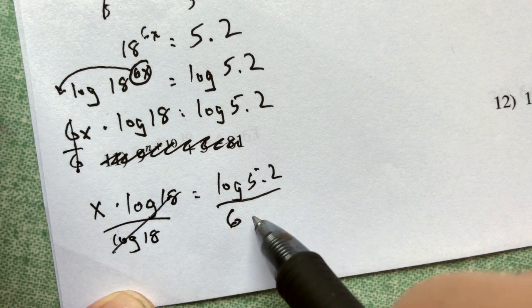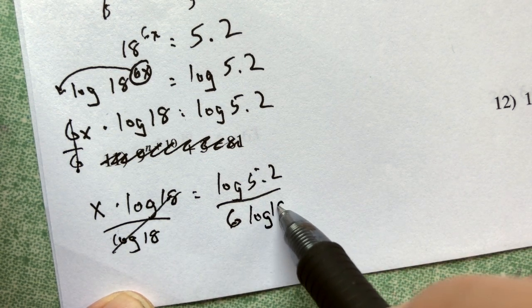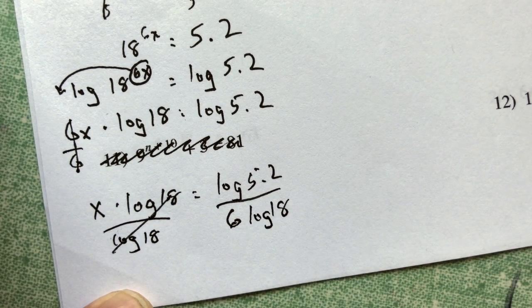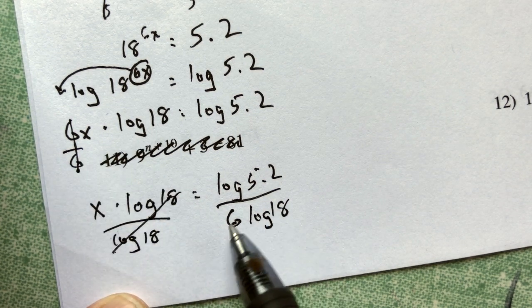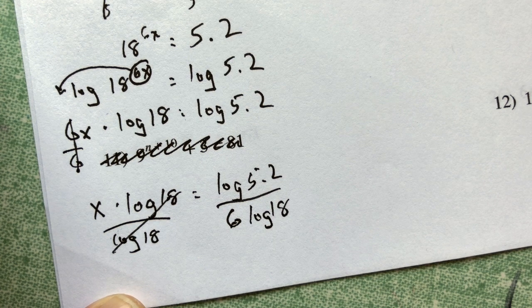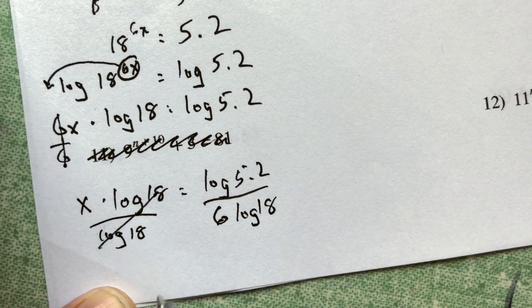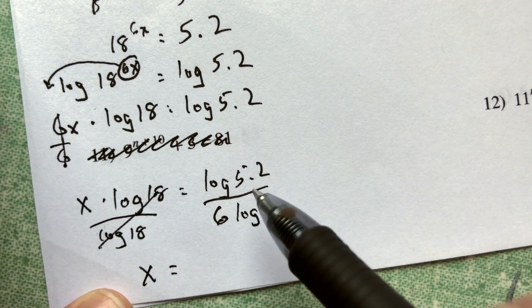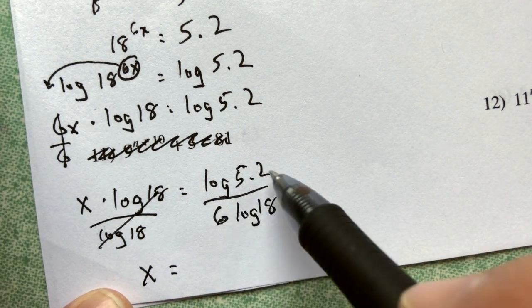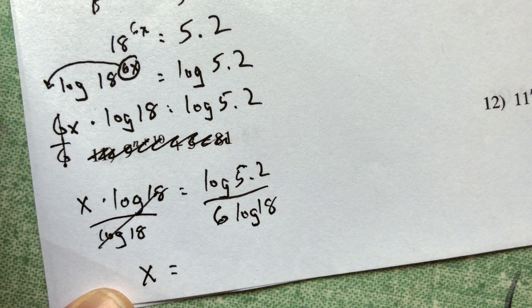And so that's just going to pop a little log 18 down here in the bottom with the 6 that was there. So I can sort of think about dividing 6 and log 18 in the same step if you want to. You can just put 6 times log 18 down here in the bottom. The point is, everything's gone over here. I just have an x, and this stuff is just a number. Right? I can type all this into a calculator. It's going to spit a number out for me.